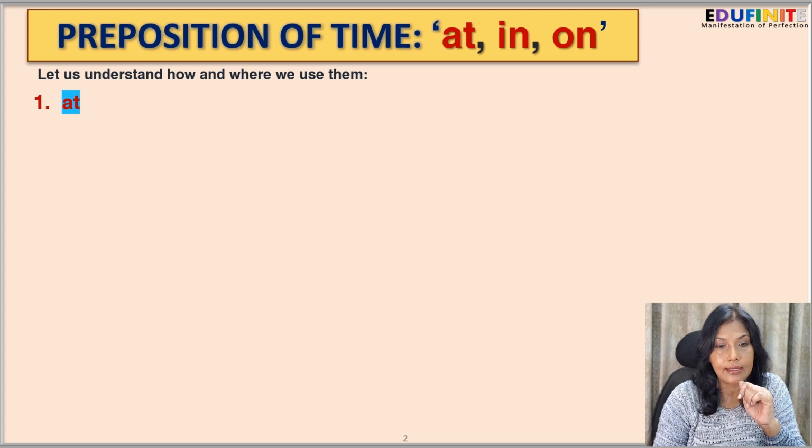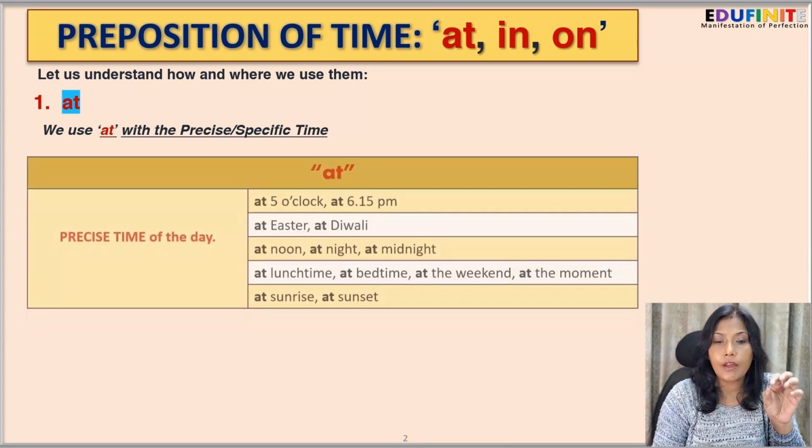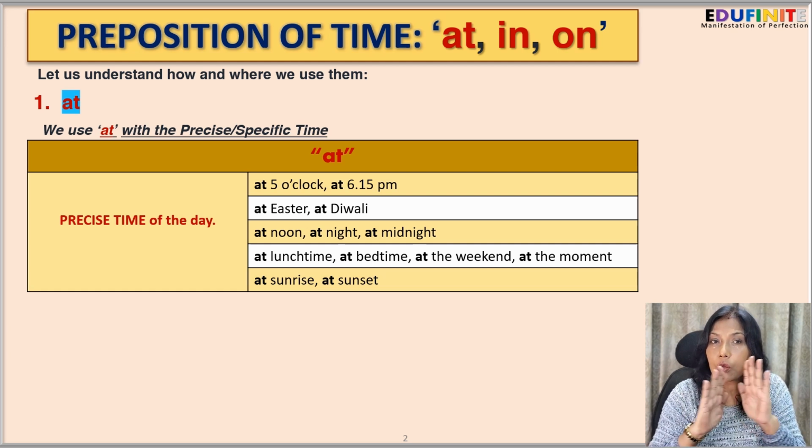Let's begin with at. We use at with the precise or specific time. So when we are pinpointing time at a particular moment, when it's precise or specific, we use at as preposition of time. When we use precise time of the day, we use at. For example, at 5 o'clock. That means a particular time, not throughout the day. It's pinpointing that particular moment.